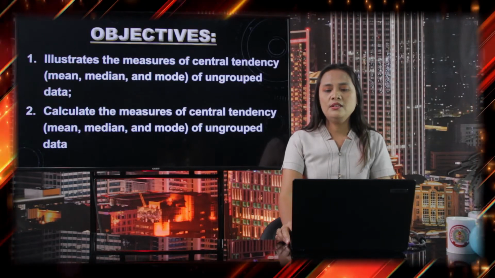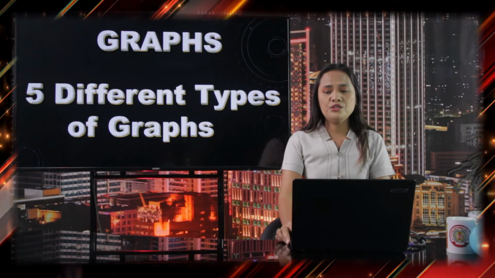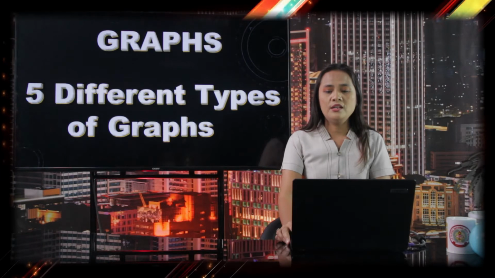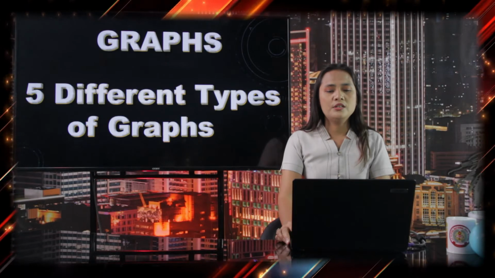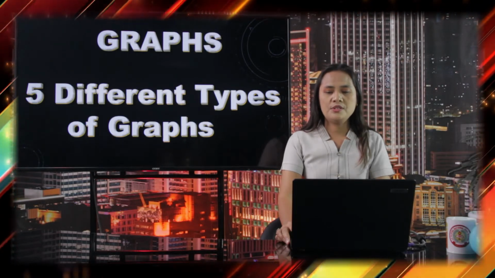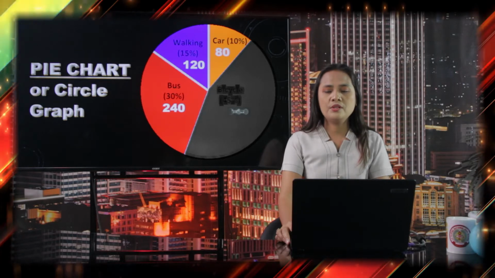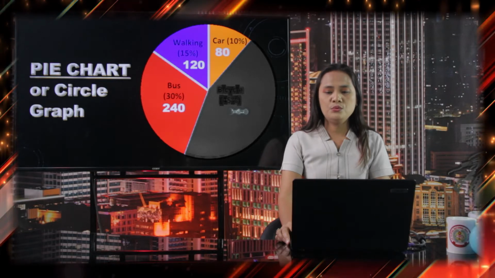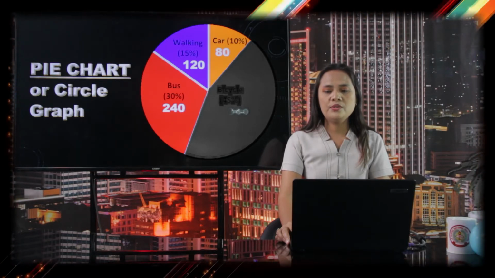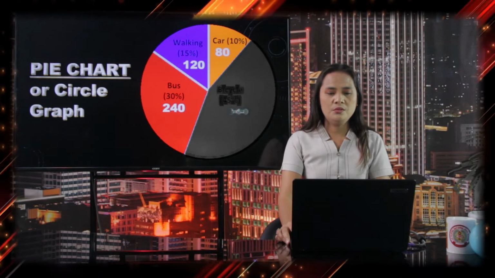Before we start, let us have our review about the graph. What is the graph? The graph is used to present data in diagram form to make it easier to understand. There are 5 types of graphs. We have, first, pie chart or circle graph. A circle graph is a circle that is divided into sectors, proportion to the frequencies, and it is appropriate in comparing the parts with the whole.